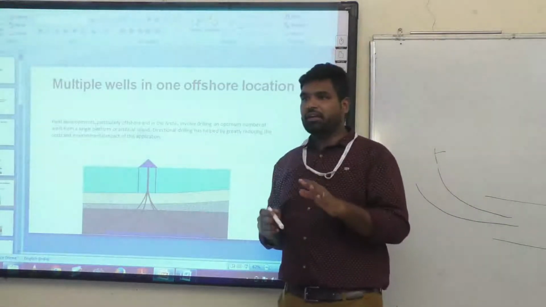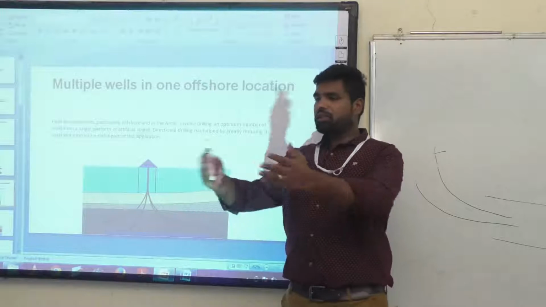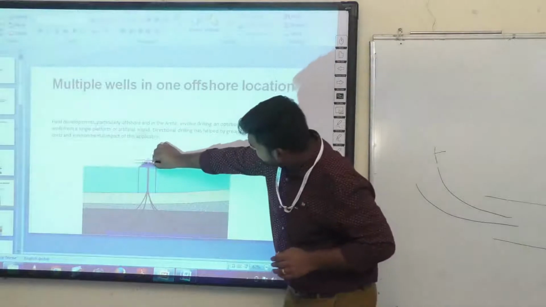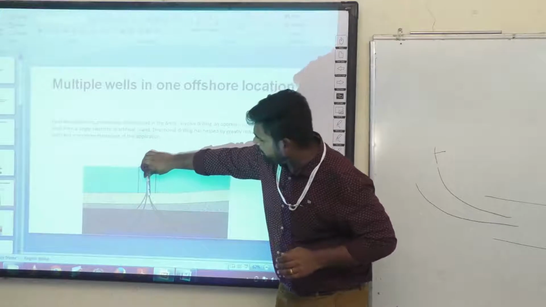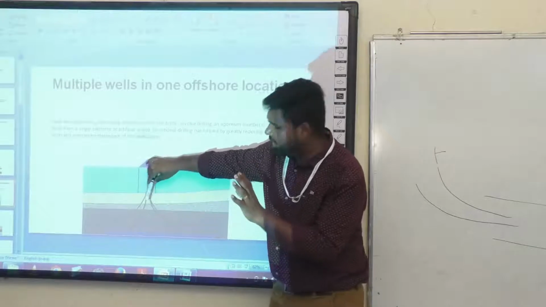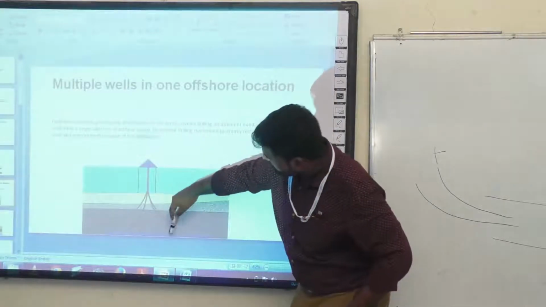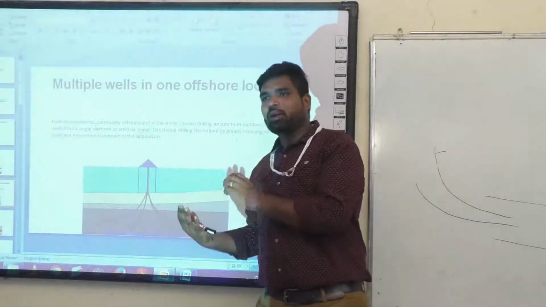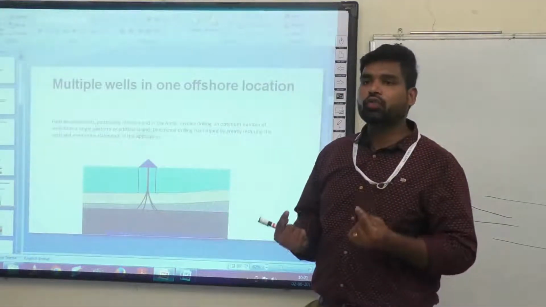If you have that, you are not going to drill single vertical wells or multiple vertical wells for the different reservoirs in the same area, right? So I'll put a single platform on the offshore location. From there, I'll put a main well or a mother well. From the mother well, I will be deviating multiple wells to reach the reservoirs. You will be having one reservoir here, another here, a third, and multiple reservoirs are there. So I'm drilling multiple wells from a single mother well. Are you clear? That is multiple wells from one offshore location.